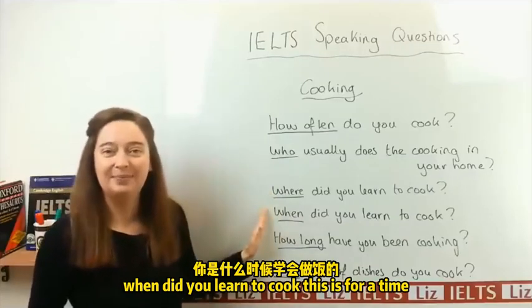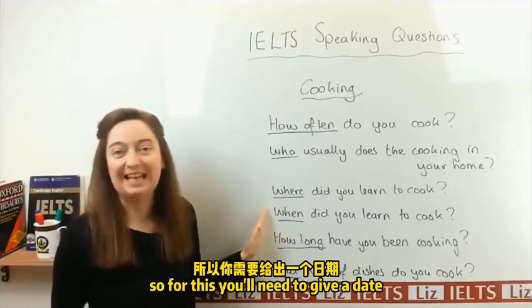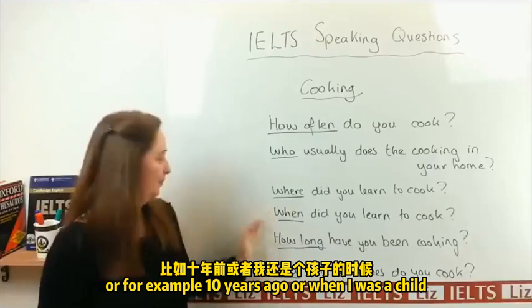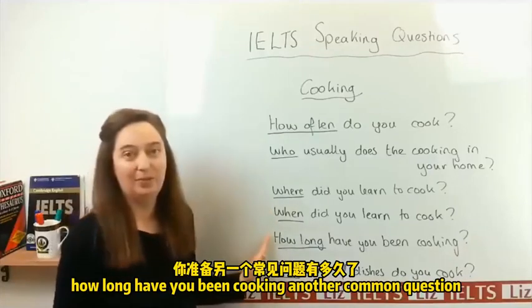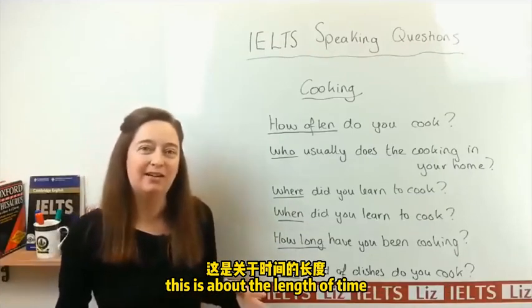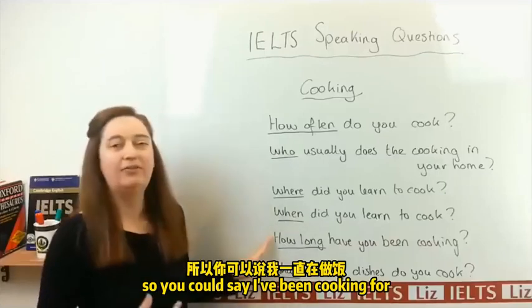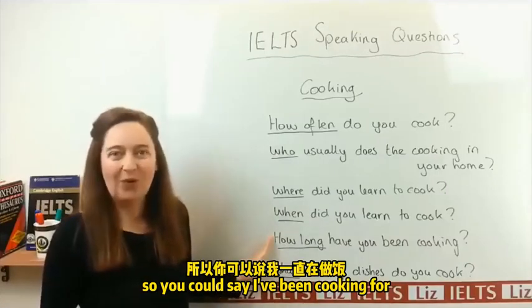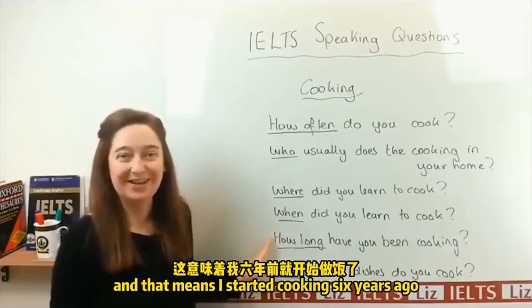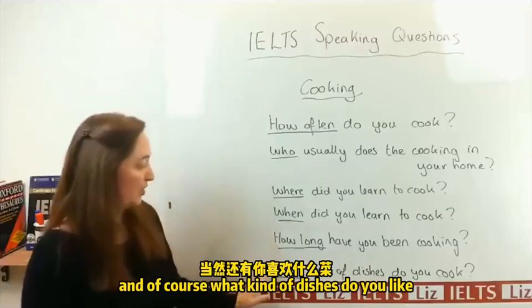When did you learn to cook? This is for a time. So for this you'll need to give a date, or for example, 10 years ago, or when I was a child. How long have you been cooking? Another common question. This is about the length of time. So you could say, I've been cooking for 6 years. And that means I started cooking 6 years ago.